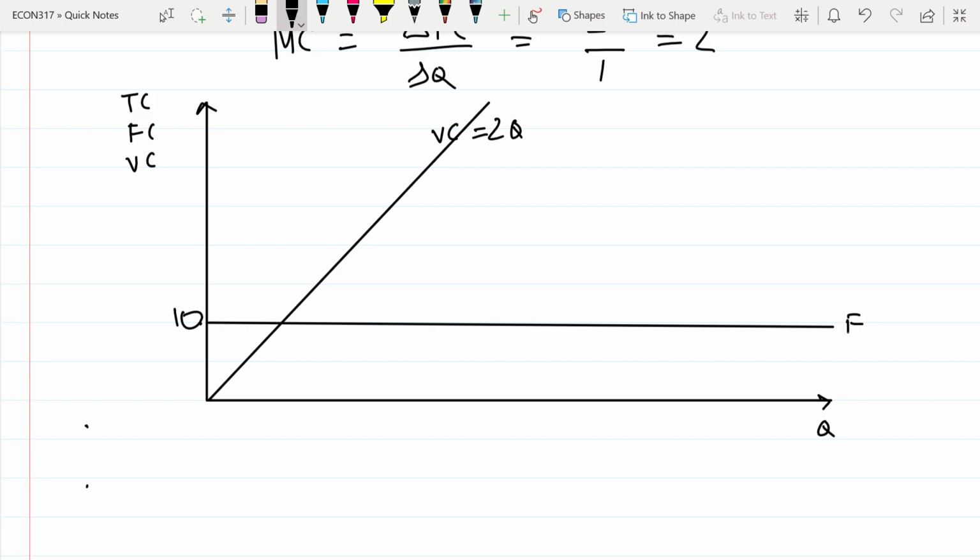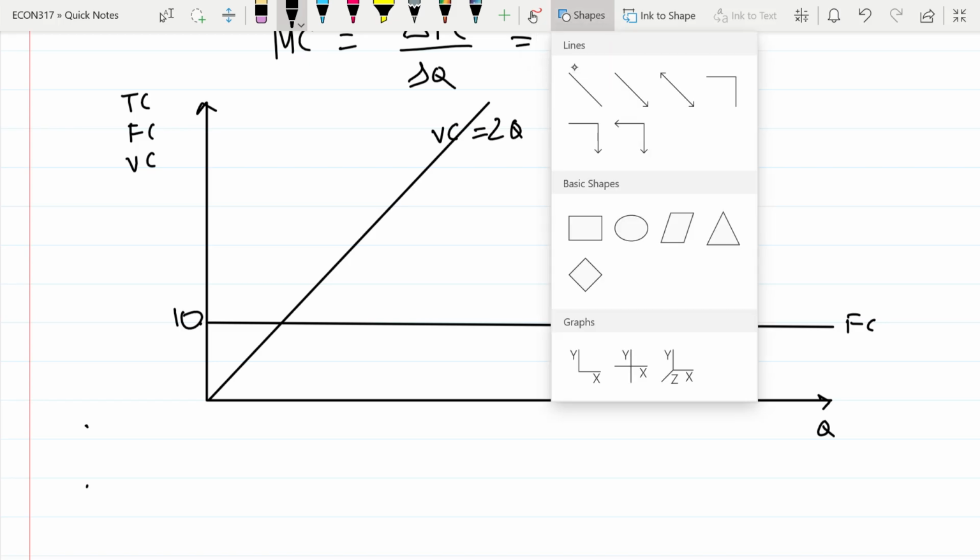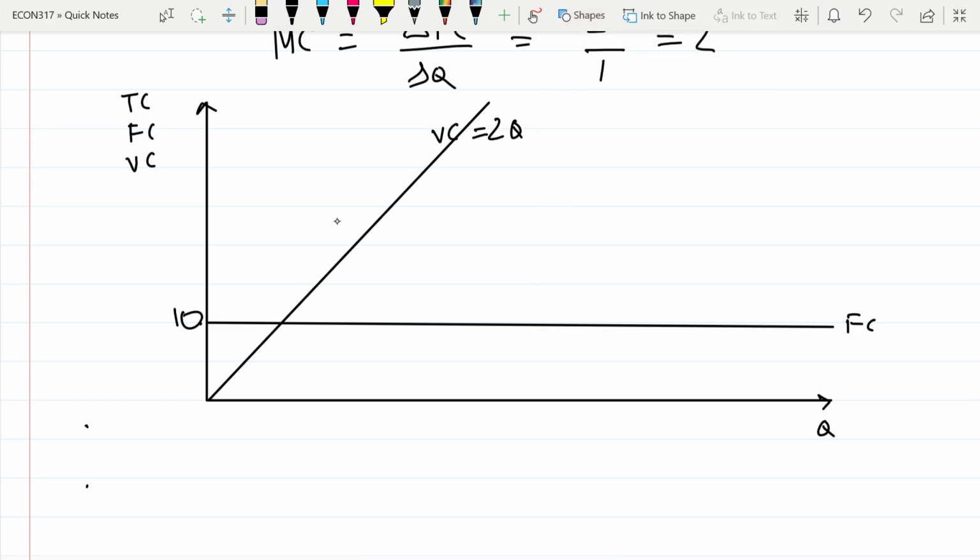This is my fixed cost, and then the total cost is a parallel shift of the variable cost by 10 units. So I will draw now the total cost, which is a parallel shift of the variable cost by 10 units. So it has the same slope of 2, and that's a good point to stop.